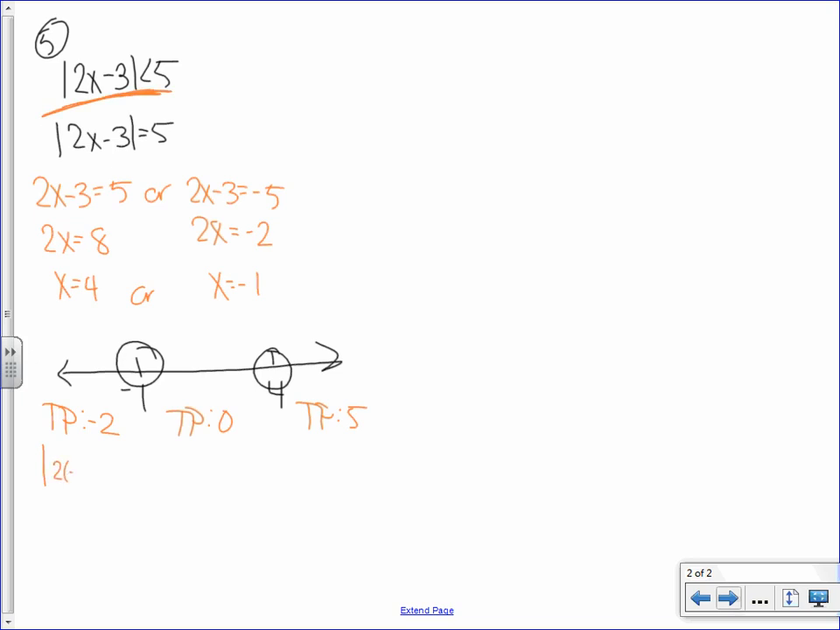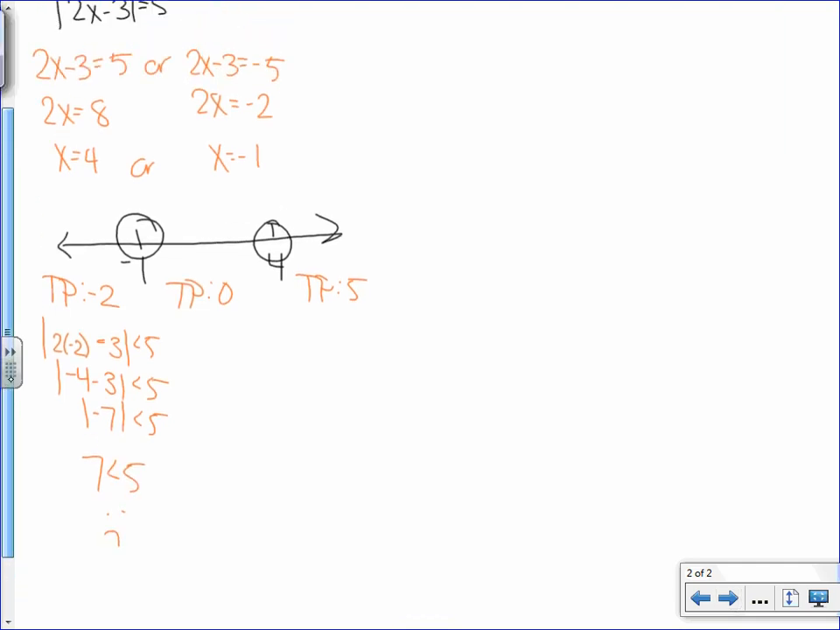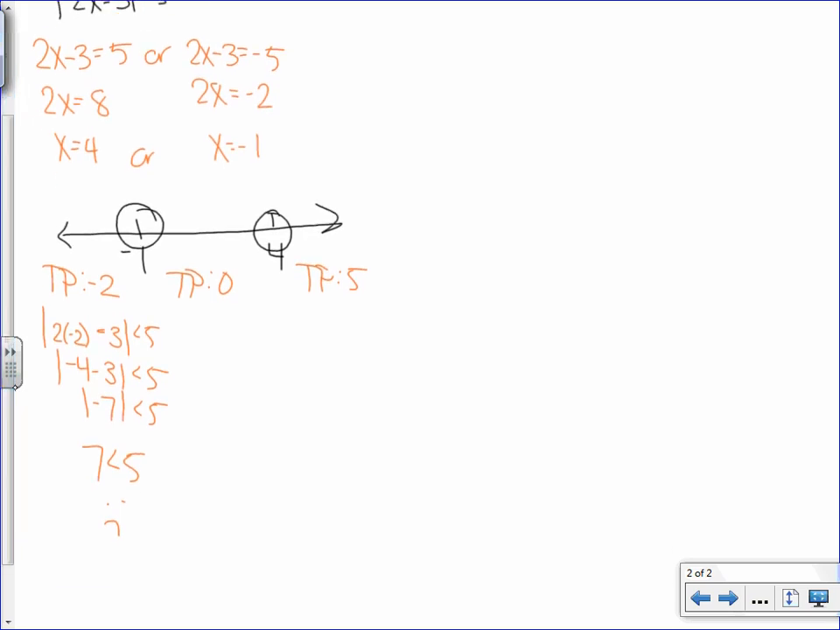So this is going to be 2 times negative 2 minus 3, which is going to give me negative 4 minus 3, which is negative 7. And the absolute value of negative 7 is 7, and 7 is not less than 5. So that one does not work. And I can fit all that in there? Nope. Now let's test 0. I'll draw a line here.